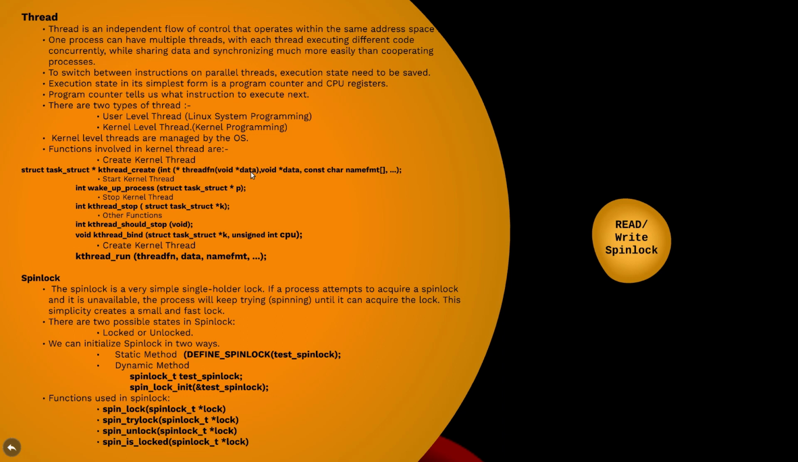So we can initialize the Spinlock in two ways. One is a static method, for which we can use DEFINE_SPINLOCK, and we can pass the structure over there. And the dynamic method, spin_lock_init, the initialization of that Spinlock. The functions used with the Spinlock are spin_lock, spin_trylock, spin_unlock, and spin_is_locked. So it's just similar to how we do it with a semaphore. Spinlock is similar to that.